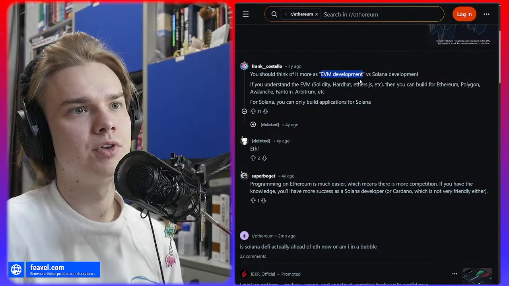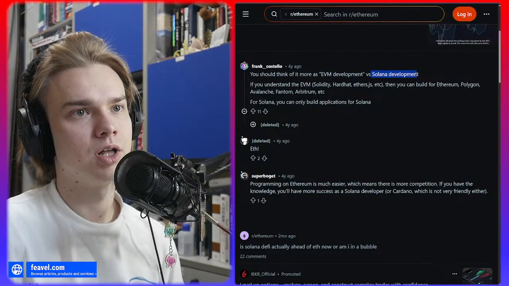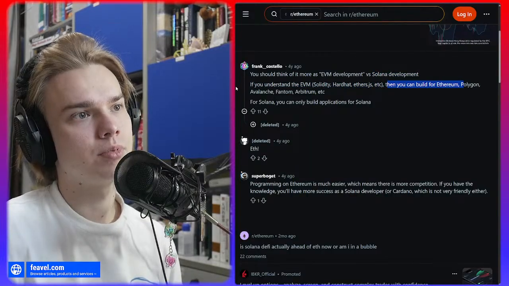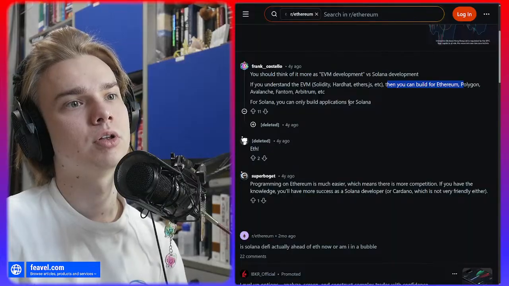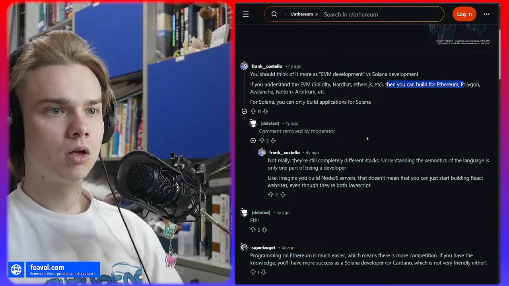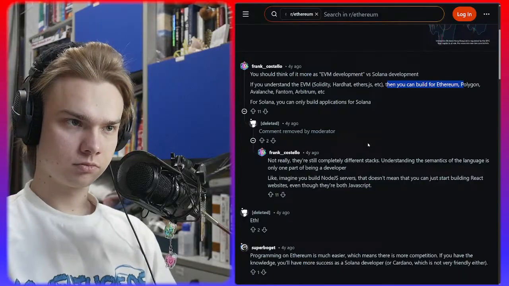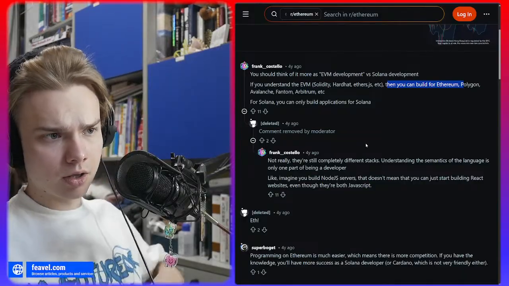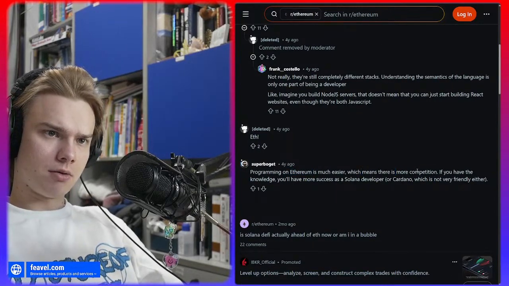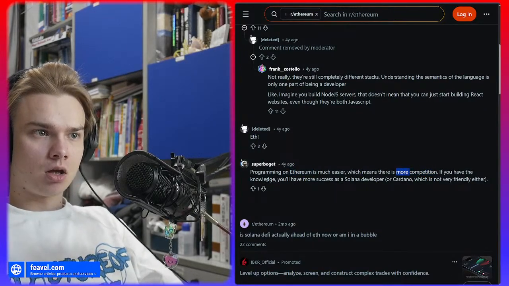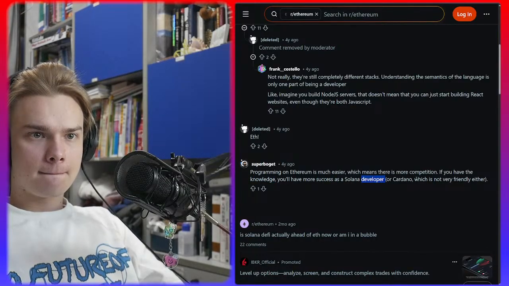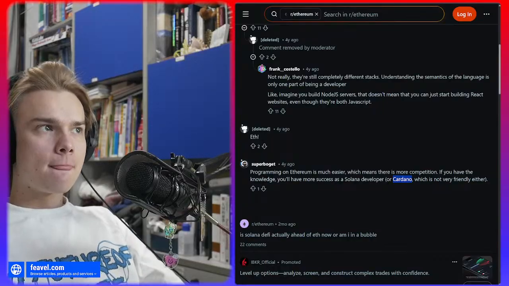What is EVM development versus Solana development? With EVM, you can build on Ethereum, Polygon, and etc. For Solana, you can only build applications for Solana. Programming on ETH is much easier, which means there is more competition.